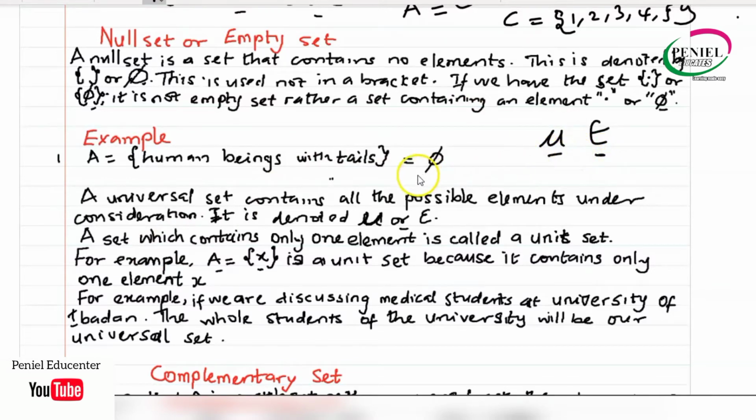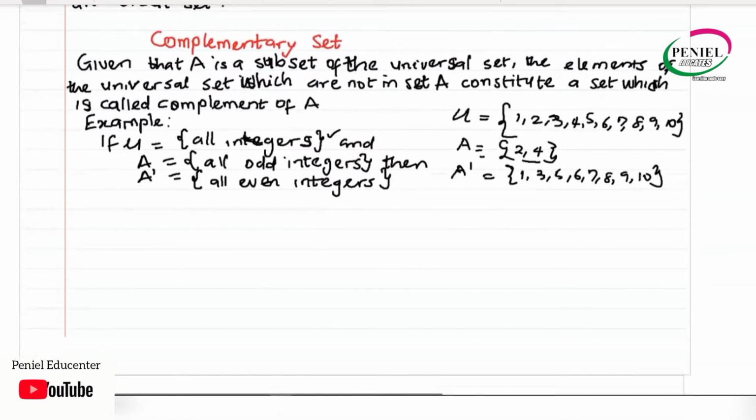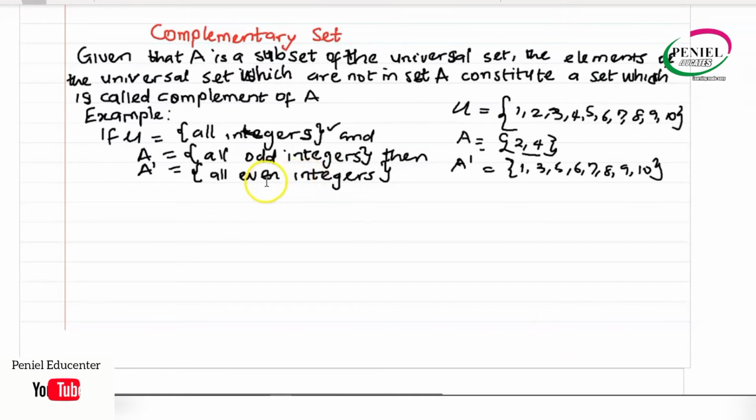All right. Okay, so let's look at a unit set. A unit set is a set that contains only one element. All right, that's a unit set. For example, this particular set A contains only X. So it's a unit set because it contains that one element X. All right, so let's look at complementary sets.